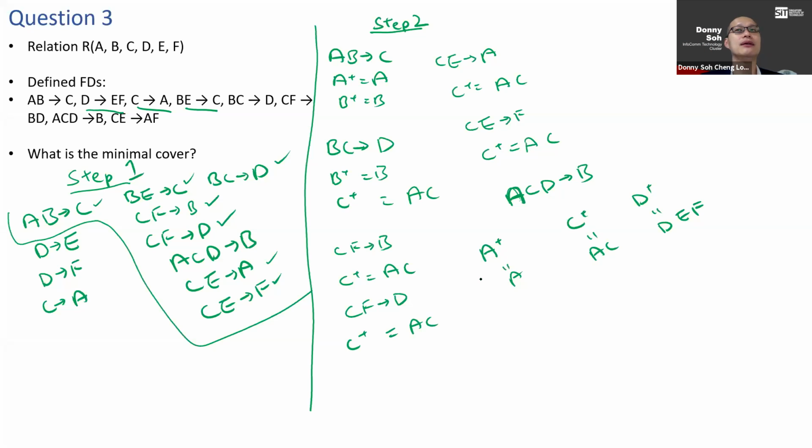And so we find that C is able to imply A, which means that A is redundant here. And so we are able to reduce this to CD implies B. So we can remove this A to make it CD implies B. So this is the end of step 2.